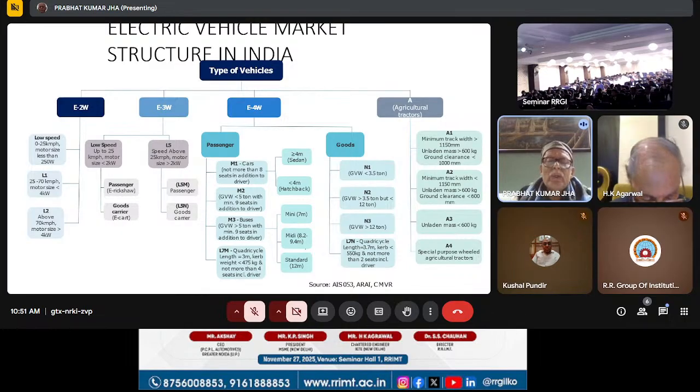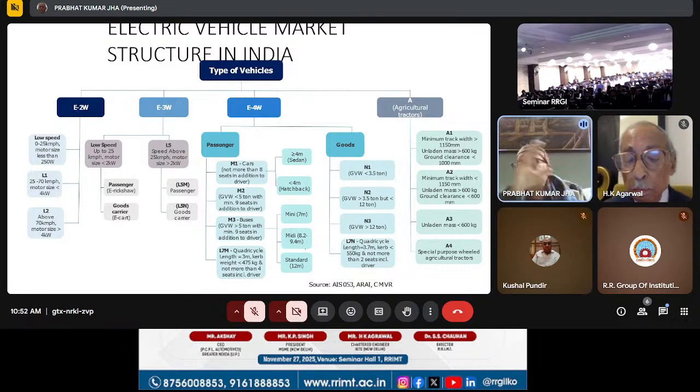And then M2, then M3 buses, and then L7M quadricycles, which you will see on the roads of our country. And you will go for the goods vehicles, that is N1, N2, N3, and L7N.